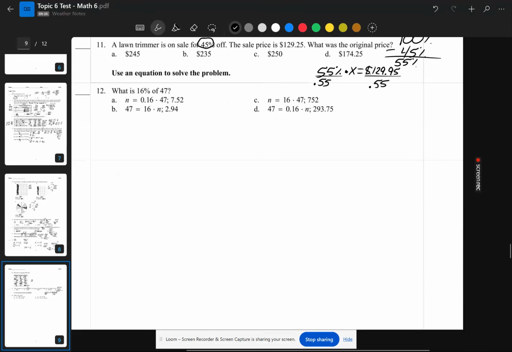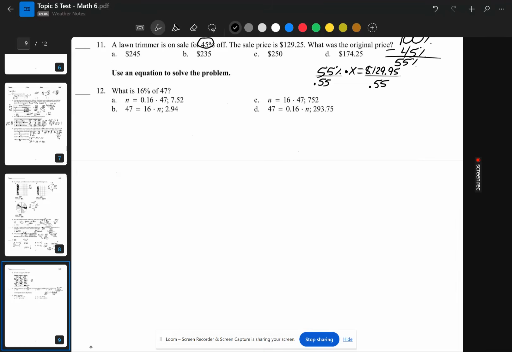I don't have any paper free on this computer, so I'll just do this down here, where I know I'll have room. 129.25 divided by 0.55. So I move this decimal over twice, move this decimal over twice. So that's going to get me 55 into 129.25. So I'm going to get twice here.